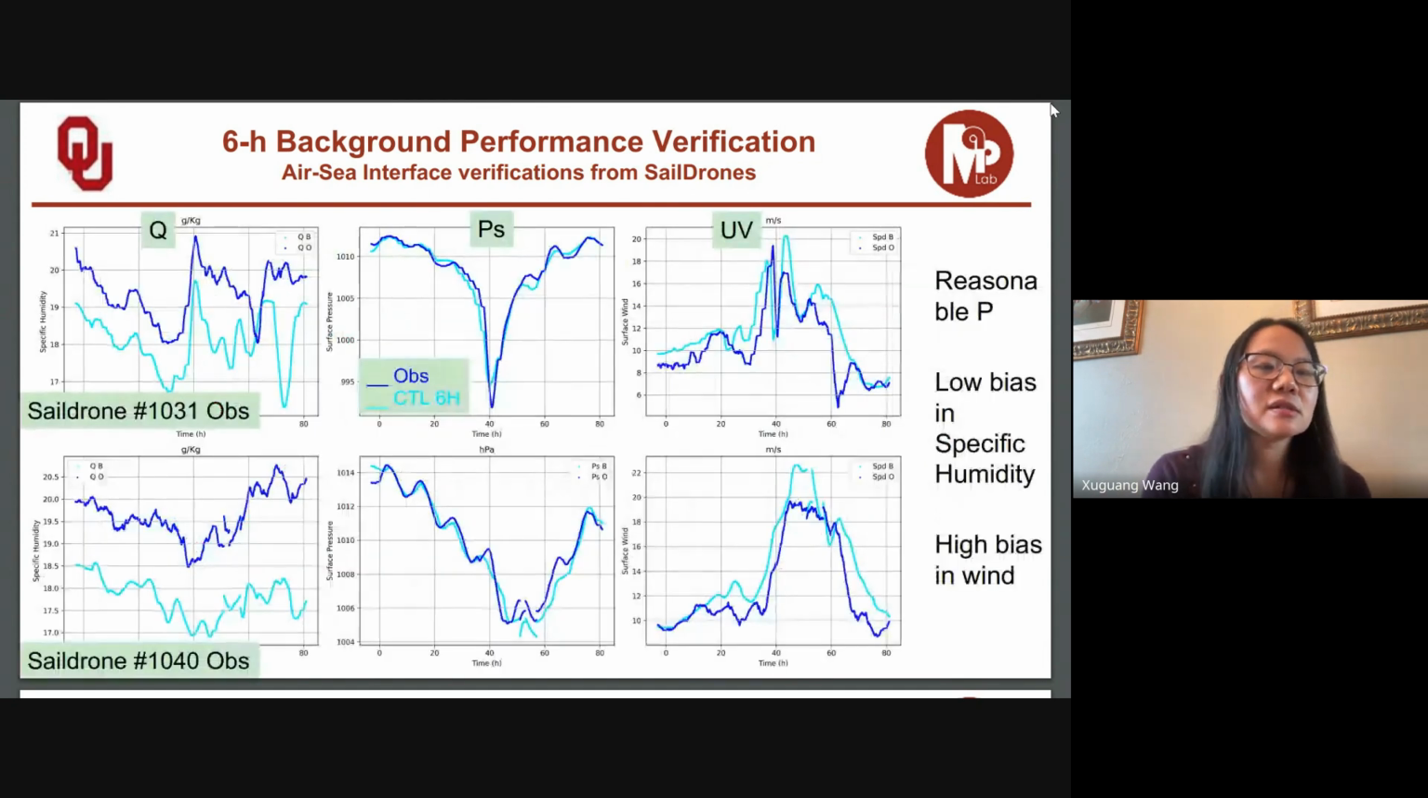Next, please. And we also look at other variables from saildrone like Q, PS, UV, and we found in general the model pattern is following the observed pattern pretty well, especially for pressure. But for Q, you tend to have low bias, and for wind speed, you tend to have high bias.